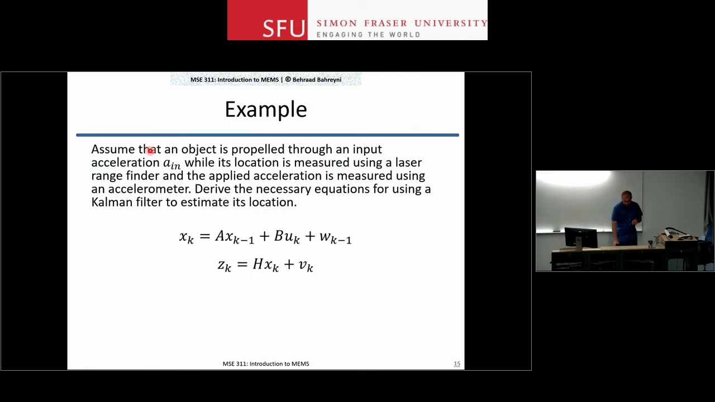And then this is what we saw before for combining two sensors for the same source of data in the past. Now, here is an example where we assume that an object is propelled through, let's say, a medium, an environment, using an input acceleration A in, while we measure both the acceleration and the location of this object. What we want to figure out is how we put together a system model for this situation. What are the A's, B's, and let's say H's to figure out the behavior of this system? So let's go and see this example.